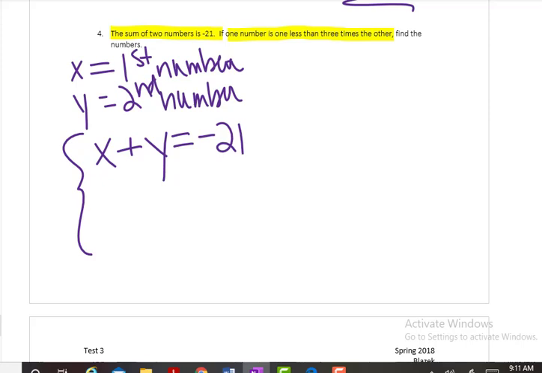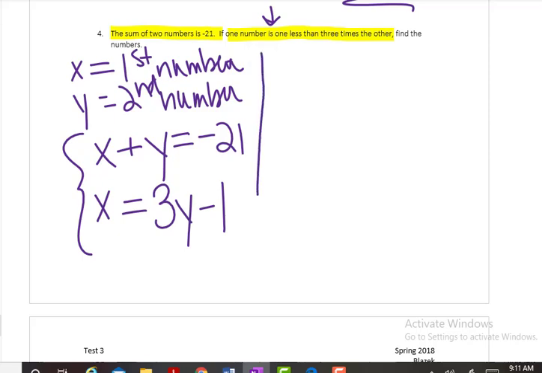We can figure this out by looking at this and creating an equation because the word is in there. So I'm going to let x, say the one number, be 1 less. Okay, so I'm going to subtract 1 from something, 3 times the other. The other is y, so 3y minus 1. Now looking at the system, I'm going to use substitution because one variable, the x, is already equal to something in terms of the y. And I'm going to put it into the other equation.